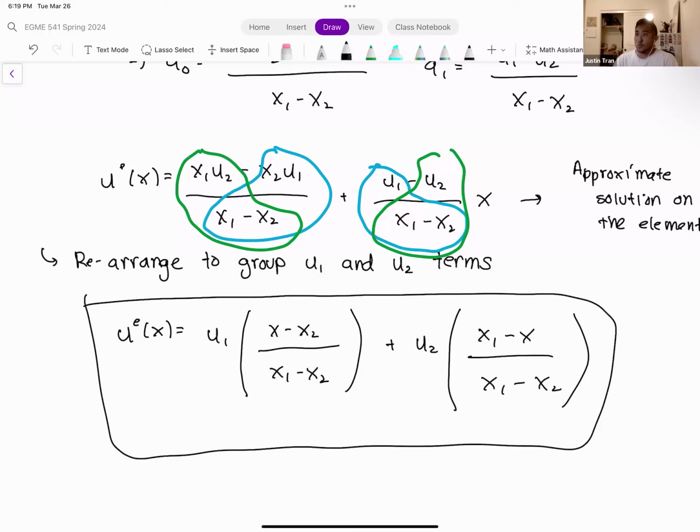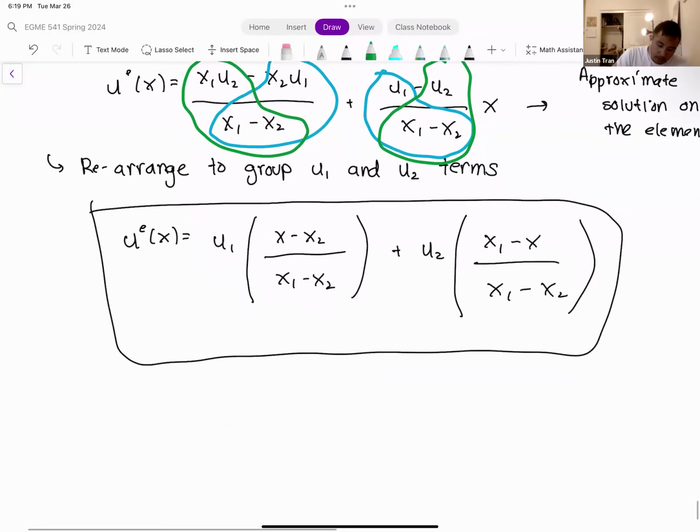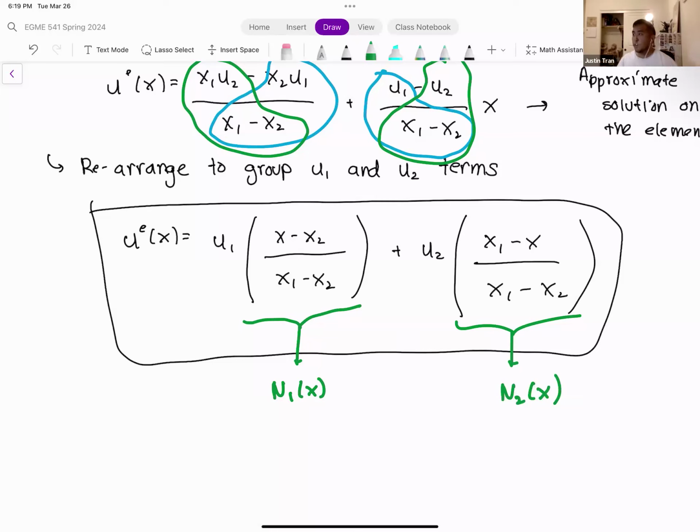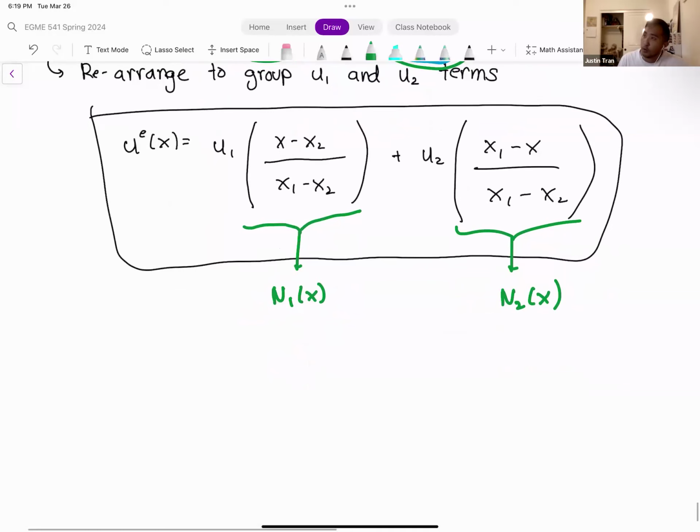All right, so this form is really interesting. If we look at the terms that are in parentheses here, let me define this as a function N1 of x. And this other function, we'll define as N2 of x. These N functions are pretty significant, and we're going to be seeing a lot of them over the next few weeks. These N functions here are called shape functions.